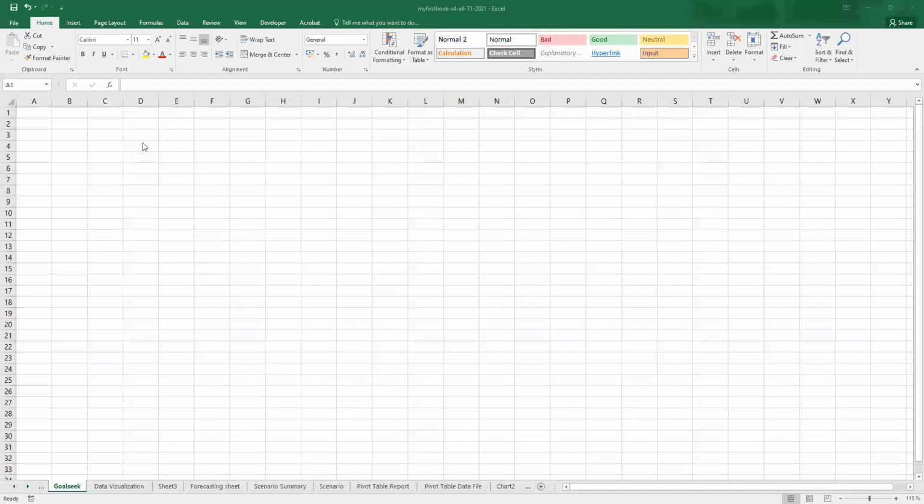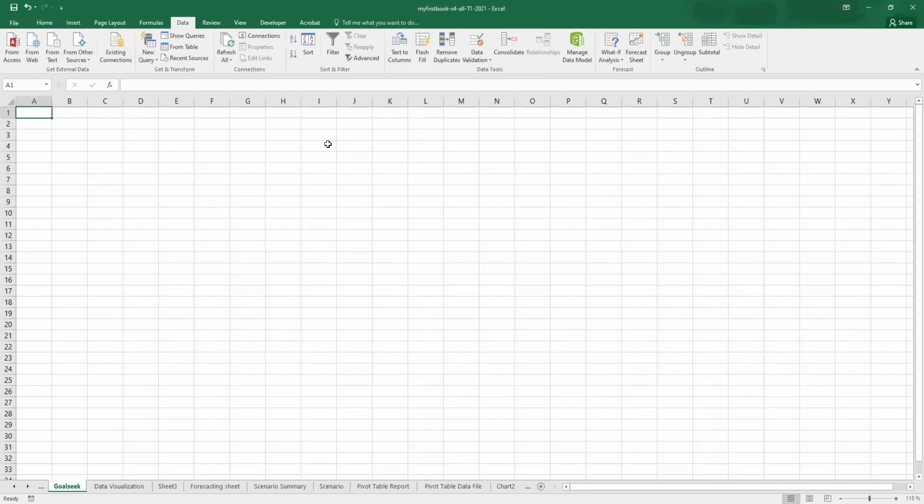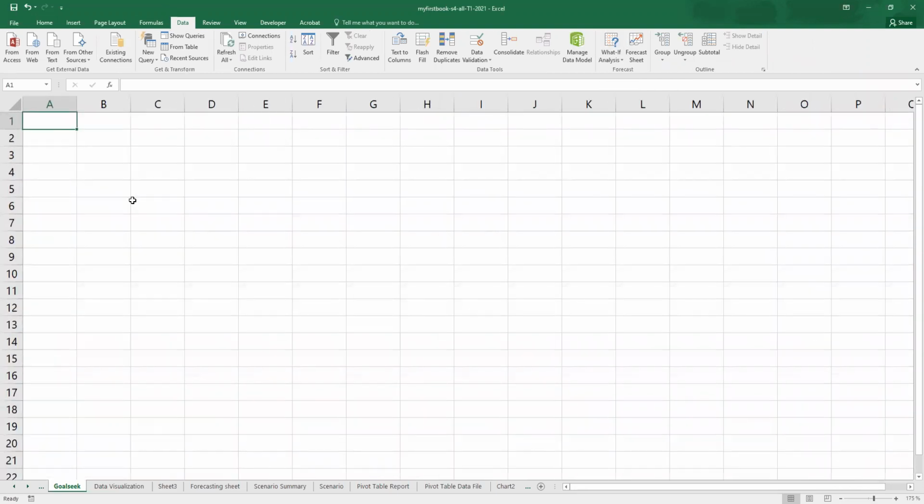Goalseek is one of the features in the what-if analysis of Microsoft Excel. You can see that we can go to Data, What-If Analysis, and then the Goalseek is here. What is Goalseek? Goalseek is a feature in Microsoft Excel that you can use to find out the data when there is some value that is constant, while another value can be varied.